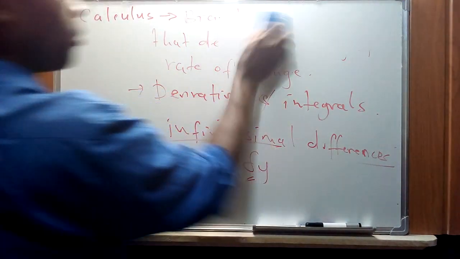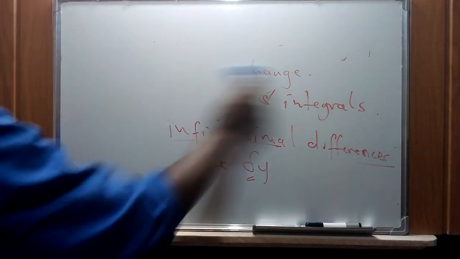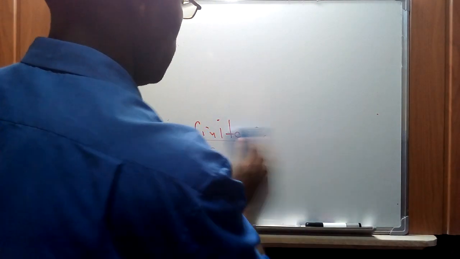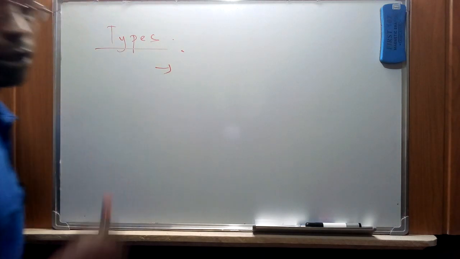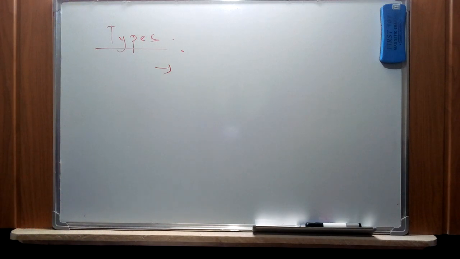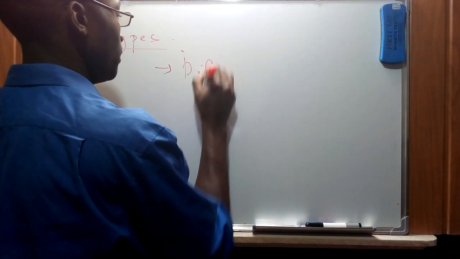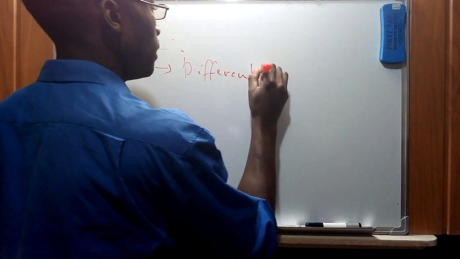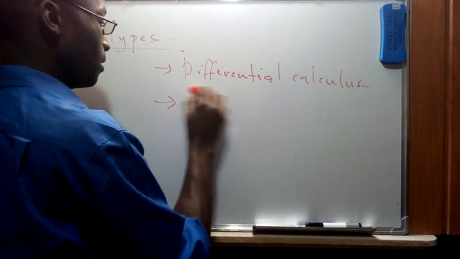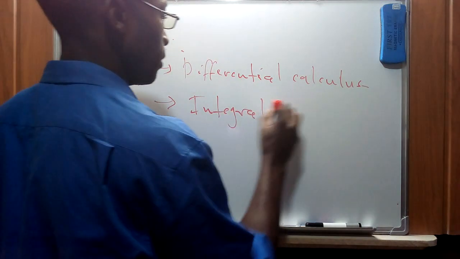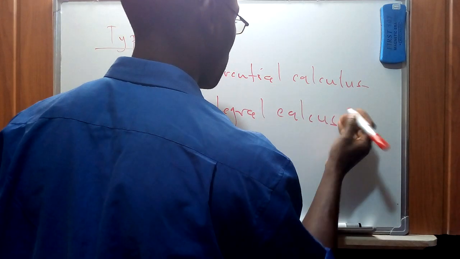Now, calculus as a branch of mathematics is made up of two main areas. The first one is differential calculus, and the second one is integral calculus. So as we go by in our lesson, we're going to find out that there are these two specific areas that we're going to look at in this topic of calculus.